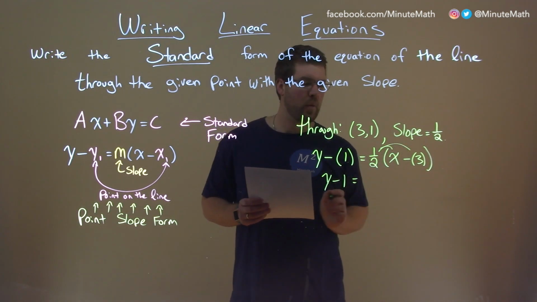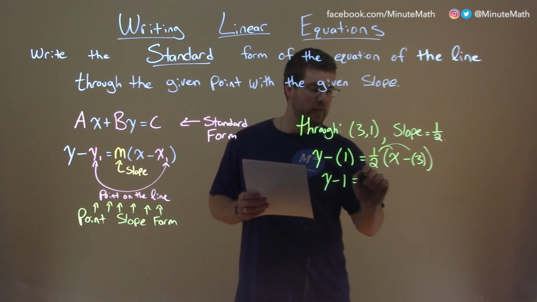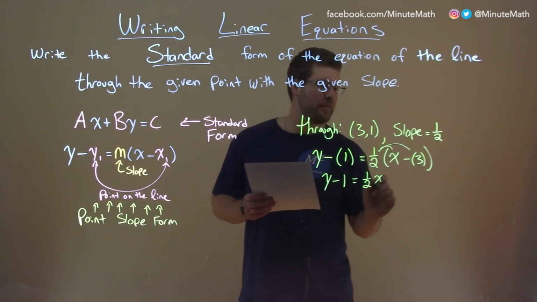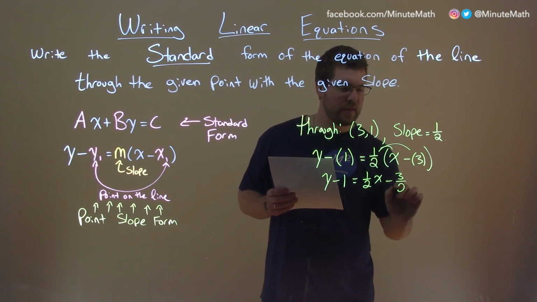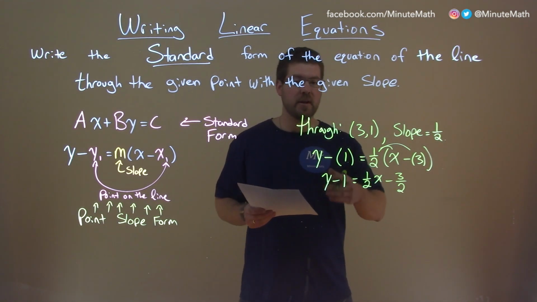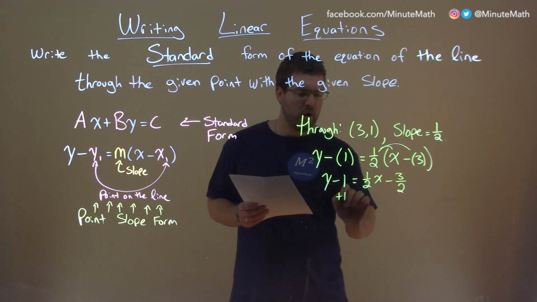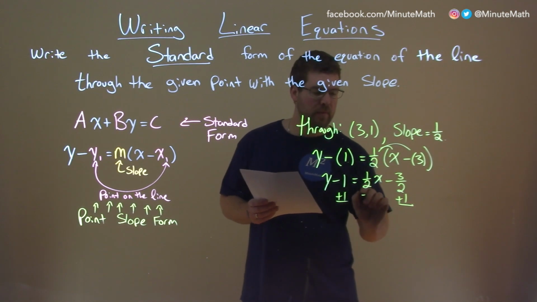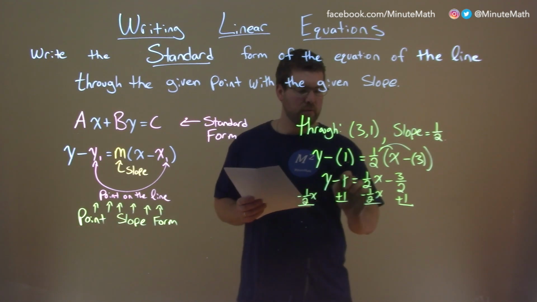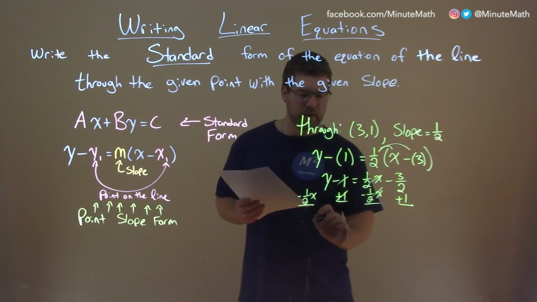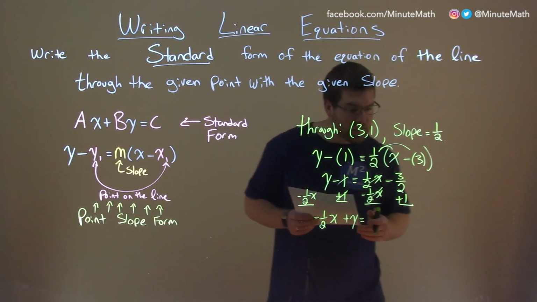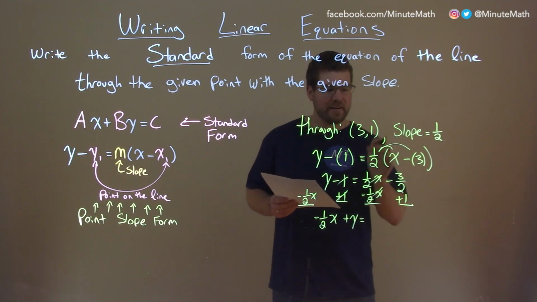Let's distribute this 1/2 here. We have 1/2 x, and then 1/2 times minus 3 is a minus 3/2. Okay? So where can we go from here? Let's bring the x's to the left, numbers to the right. We add a 1 to both sides. That's our number. And we subtract a 1/2 x from both sides. We're left with, well, the 1's cancel. These 1/2 x's cancel. We have negative 1/2 x plus y equals negative 3/2 plus 1, which is a minus 1/2.